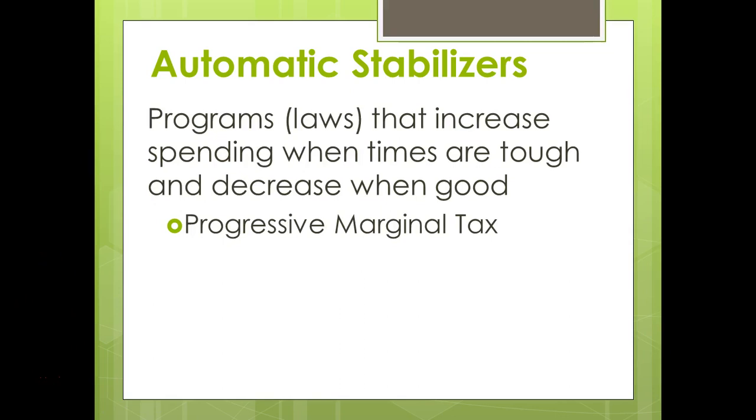And there's one more automatic stabilizer that I didn't mention in that list, and that is a progressive marginal tax. A progressive marginal tax simply means that people who make more money pay higher tax rates. So someone who makes a little bit of money might pay 15 or 20% of their income in taxes. A rich person might pay 25 or 30% of their income in taxes. So not only are they paying more because they make more, they're also paying a higher tax rate.